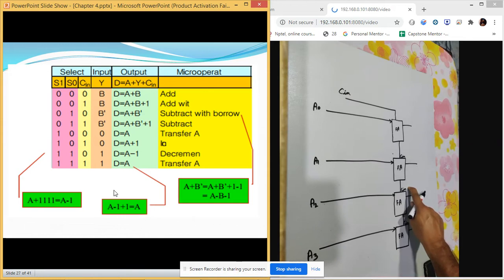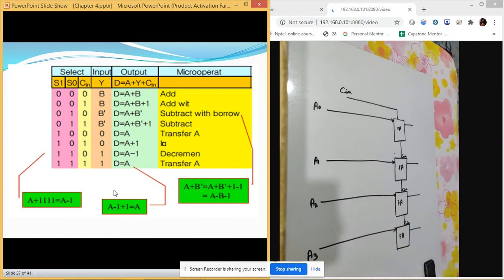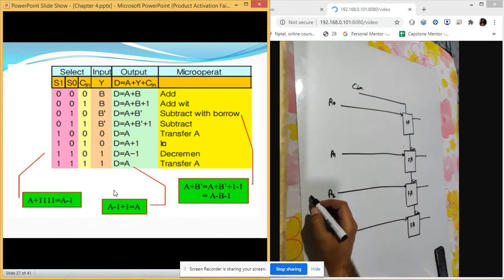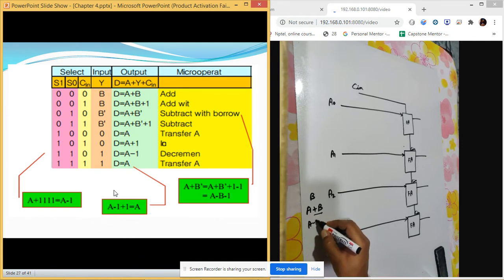Now the problem is with the circuit of B, because B has separate values for it. Sometimes we need B as it is, because if we want to perform the addition operation A plus B, then we need B as B. If we want to perform A minus B, then B will be changed to B dash. So we require B dash as well.